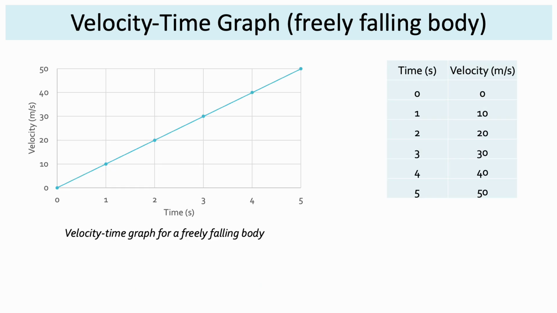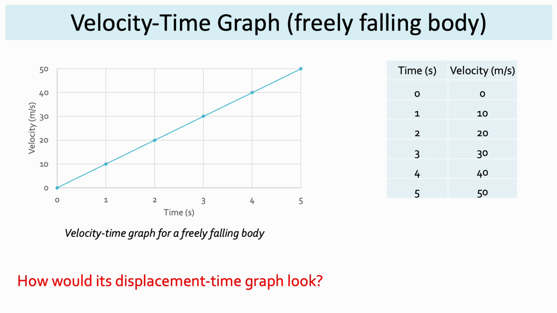For a freely falling body, velocity increases linearly with time. So this gives us a straight line. After 1 second, velocity is 10 meters per second. After 5 seconds, velocity is 50 meters per second. The slope of this line will give us the acceleration, and that would be equal to g. And remember, we had taken g equal to 10 meters per second squared. So if you find the slope, it would be equal to 10 meters per second squared.